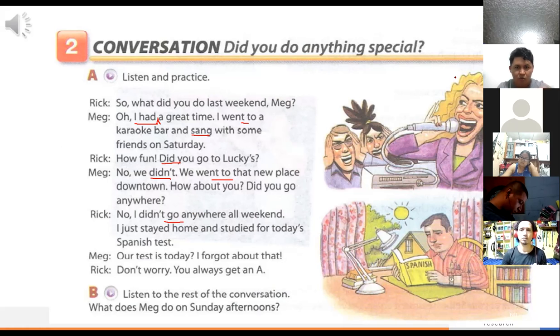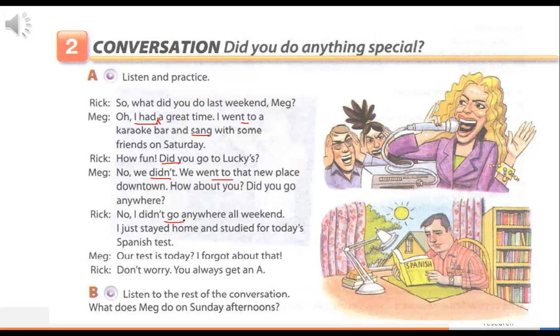All right. So we don't say, I didn't went anywhere. No vamos a decir, I didn't went anywhere. We say, I didn't go anywhere all weekend. Right. I just stayed home and studied for today's Spanish test. Solo me quedé en casa y estudié para el examen de español de este día. So this is a regular verb. Estudiar es un verbo regular.